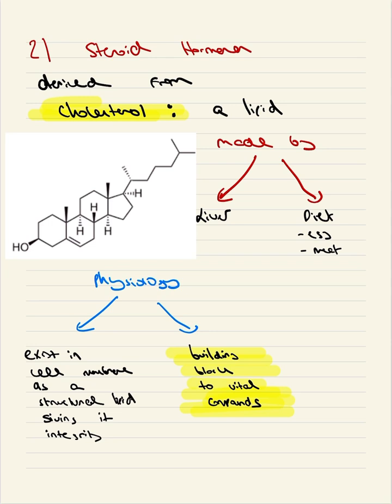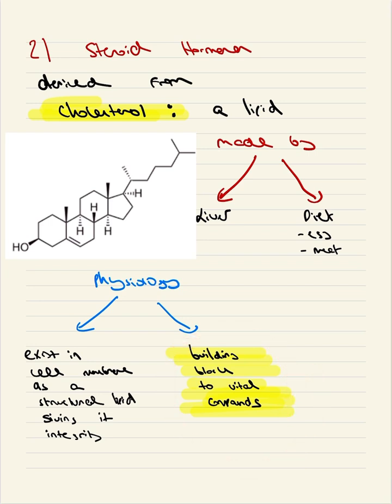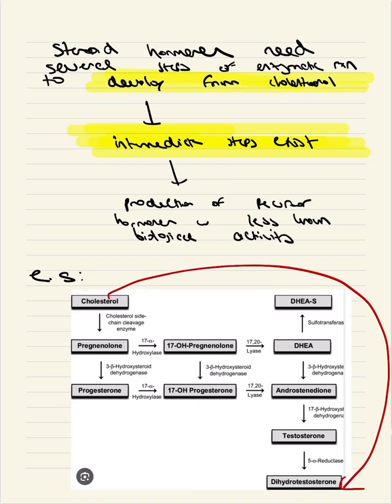But also, the physiological functional aspect of it is that it's a building block to vital compounds. And this is very, very essential, okay? So cholesterol is used to make a bunch of stuff. And the most important stuff is you make hormones, okay? So steroid hormones need several steps of enzymatic reaction to develop from cholesterol. So we say that this is steroidogenesis. Okay, so you have cholesterol and you make steroid from it.